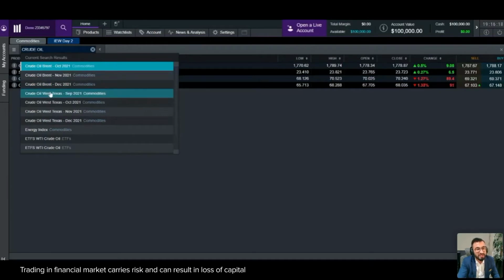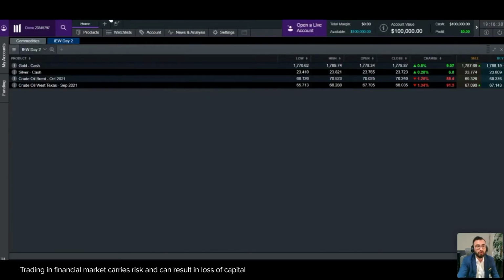Why am I making you add two kinds of crude oil? Because there are two kinds of crude oil. One is crude oil Brent, which comes from the North Sea, which is concerned with UK, Europe, Saudi, Middle East. And then there is crude oil West Texas, which is US based oil. Both the oils are important. You can trade both kinds of oil. So just try to add these two products.